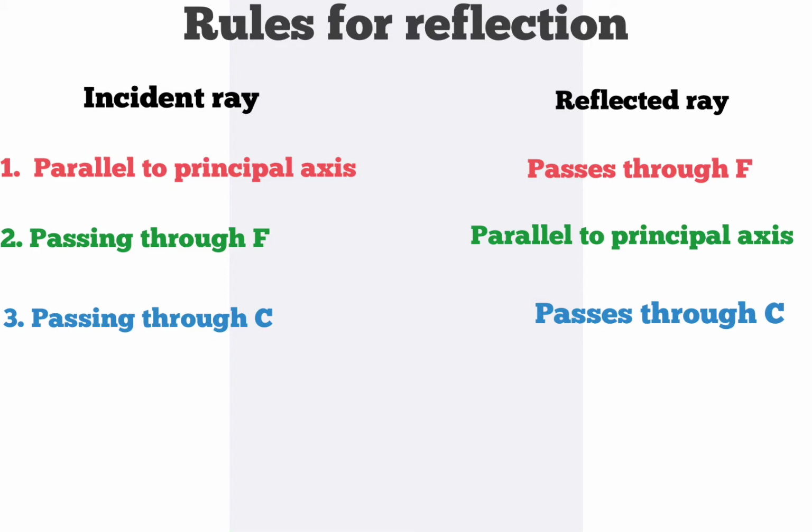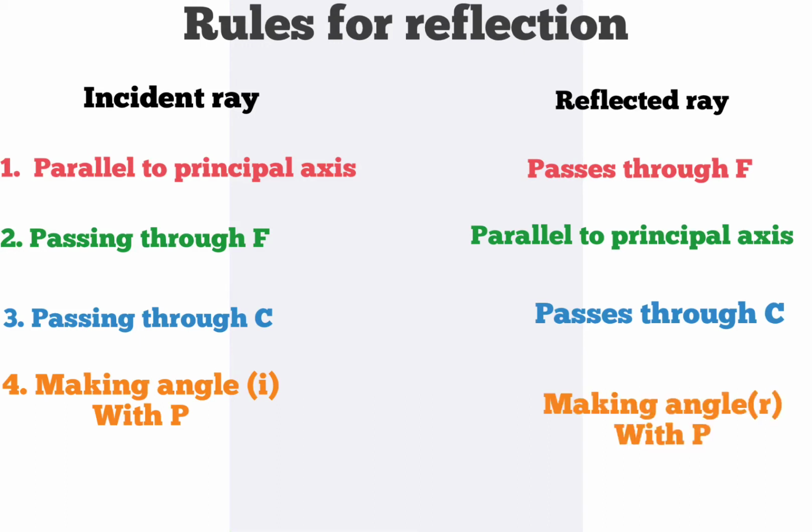And the fourth rule, a ray which is making angle I with the pole of the mirror will get reflected by making angle R with the pole such that I is equal to R. These are the four rules of reflection through spherical mirrors.